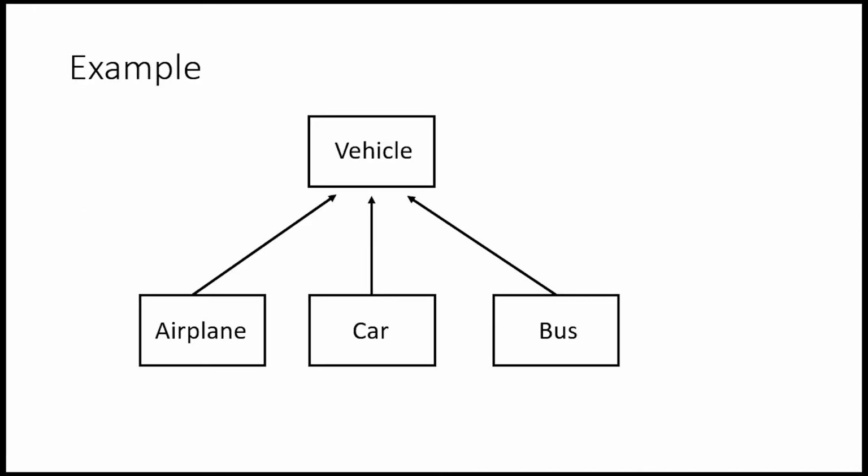So here's an example of this. As you can see, the airplane, car, and bus classes are inheriting features from the vehicle class. So the way we represent this is we draw an arrow from the subclass to the superclass.